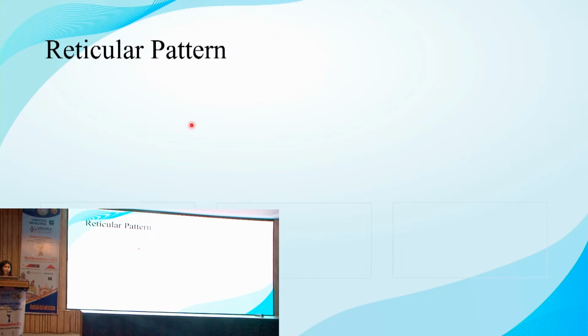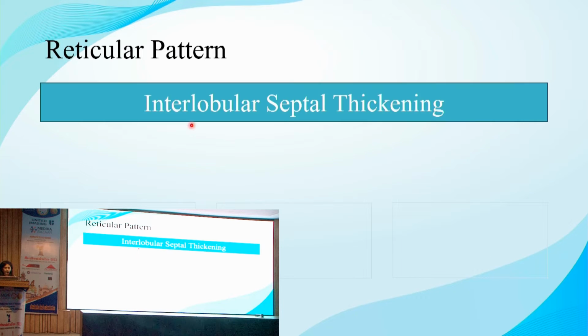So let's first see what the reticular pattern is. Reticular pattern is nothing but the web-like networking pattern which we see either on the chest X-ray or on the HRCT scans. It occurs because of the thickening of the interlobular septum. Normal interlobular septum is almost 0.1 mm in diameter, so whenever it thickens, it results in the reticular pattern.